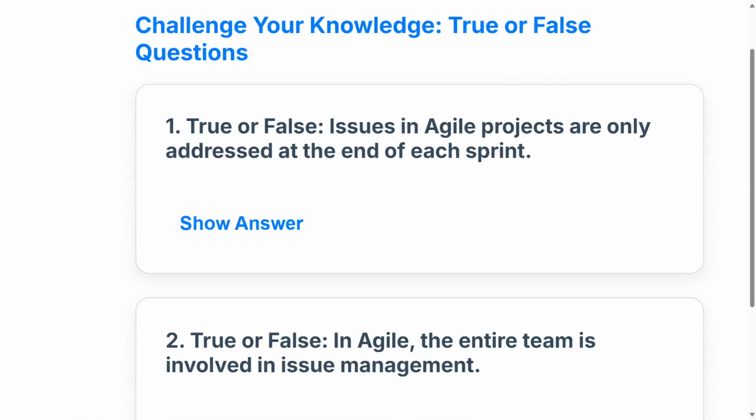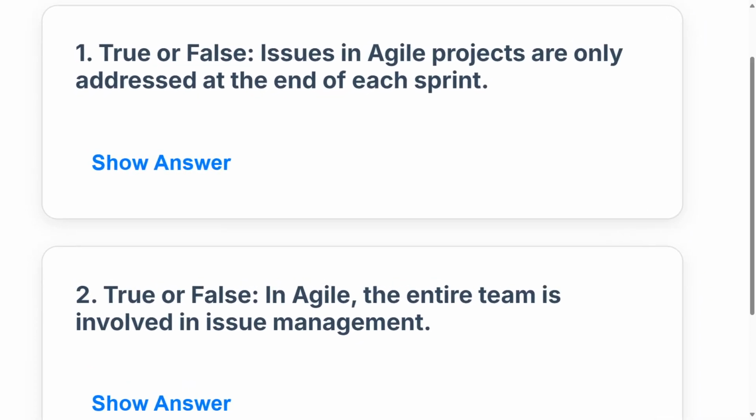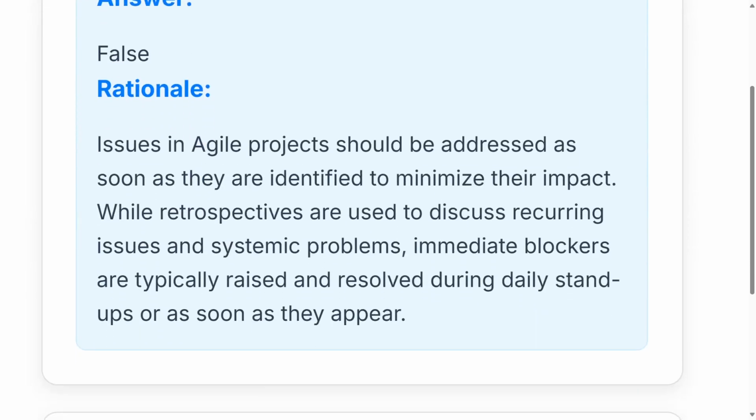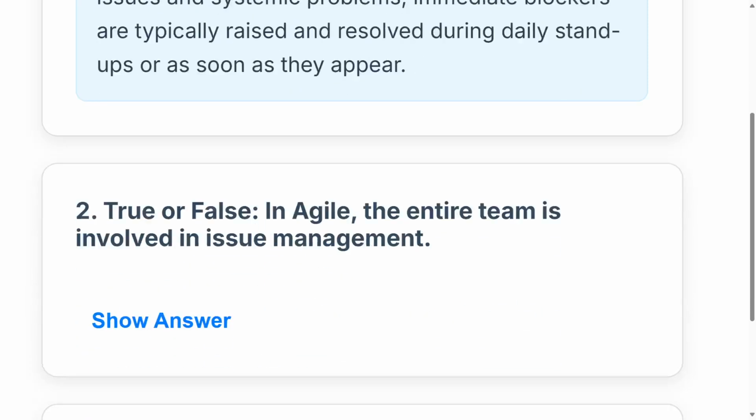Number 1, true or false. Issues in Agile projects are only addressed at the end of each sprint. Well, the answer to this is false. Issues in Agile projects should be addressed as soon as they are identified to minimize their impact. While retrospectives are used to discuss recurring issues and systemic problems, immediate blockers are typically raised and resolved during daily stand-ups or as soon as they appear.